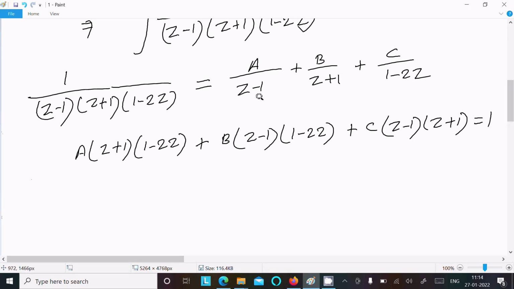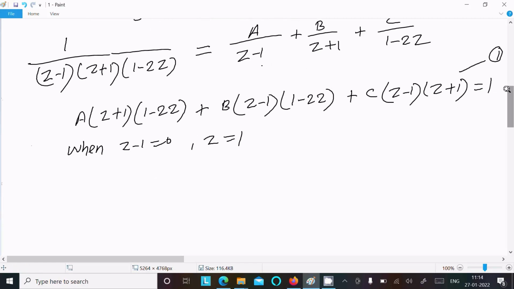So taking the LCM, now when z minus 1 equals 0, so z equals 1, and I'm going to compare with equation 1. For z equal to 1, 1 minus 1 comes 0, and the B term is 0 as well, so only the A part is left. So A times 1 plus 1, that is 2, times 1 minus 2, that is minus 1, equals 1, so the A value comes minus 1 by 2. So easily I found it.